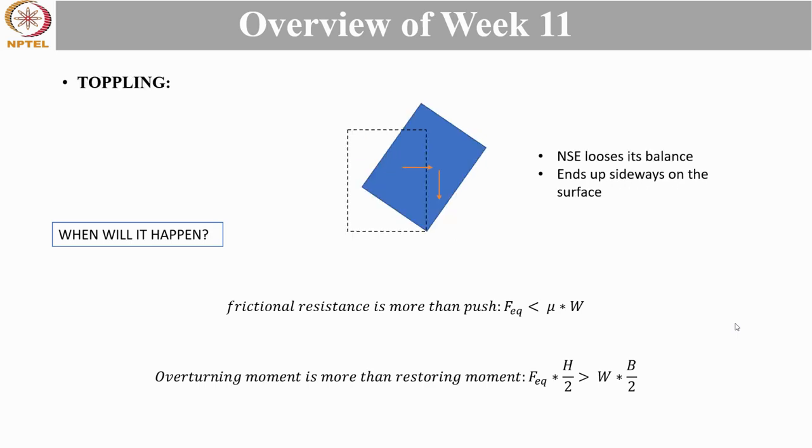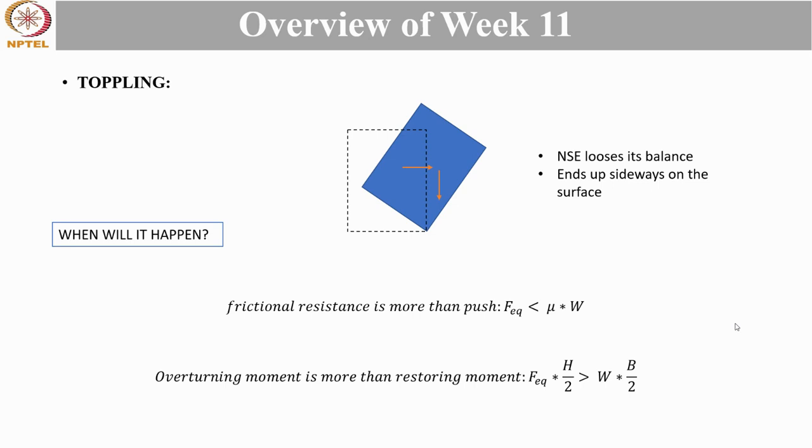And finally, we have toppling, where the element would stay at its place and would fall down. In this, the non-structural element loses its balance and ends up sideways on the surface. How does it lose balance? You can see in the diagram, both the moment due to weight, that is the round orange arrow, and the moment due to the force, that is the horizontal orange arrow, will generate moment in the same direction, which will make the block topple. When toppling happens, the friction resistance is more than the push because it is not sliding, and the overturning moment is more than the restoring moment.